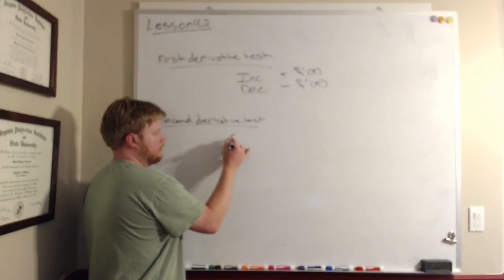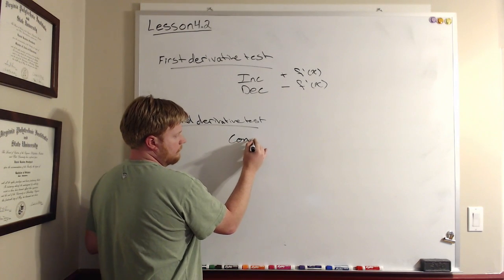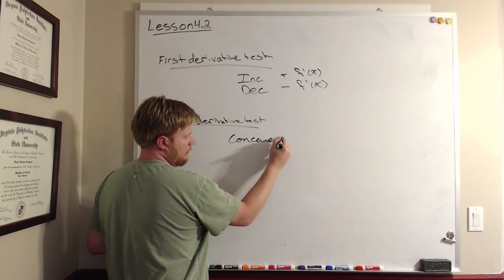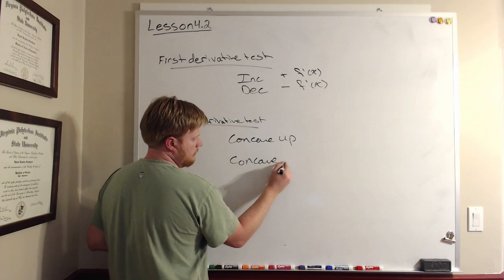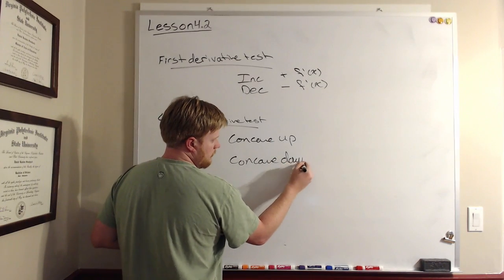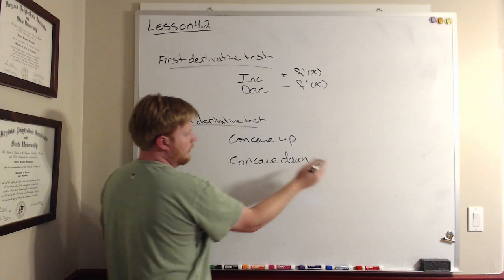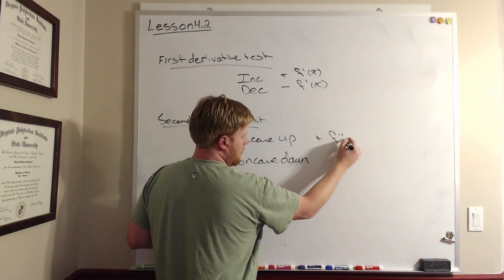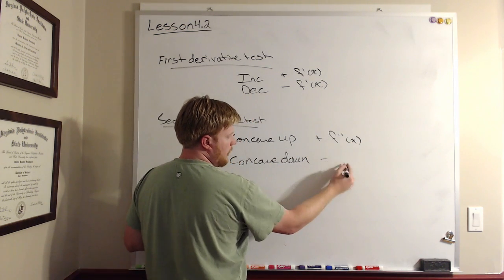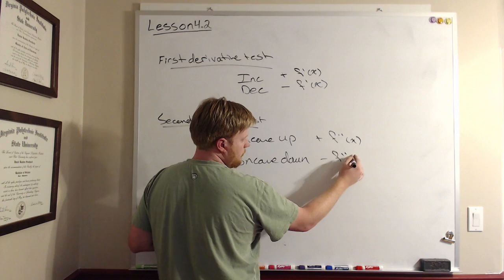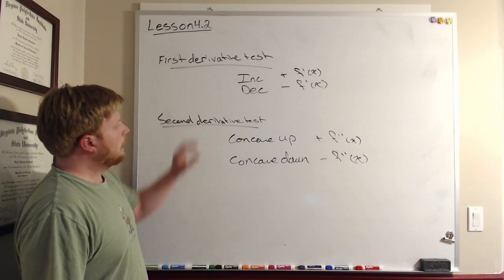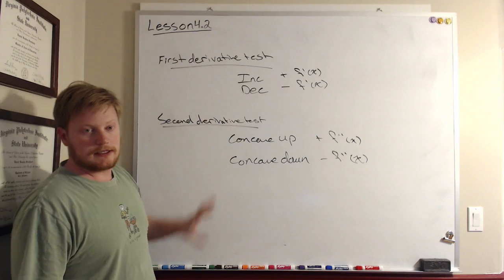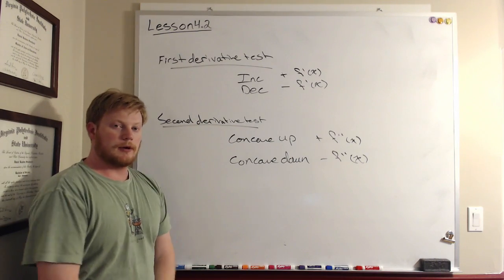Okay, so concave up or concave down. Okay. And we're concave up when the second derivative is positive, and we're concave down when the second derivative is negative. Okay. So we're going to keep these two ideas in mind while we look at the upcoming examples.